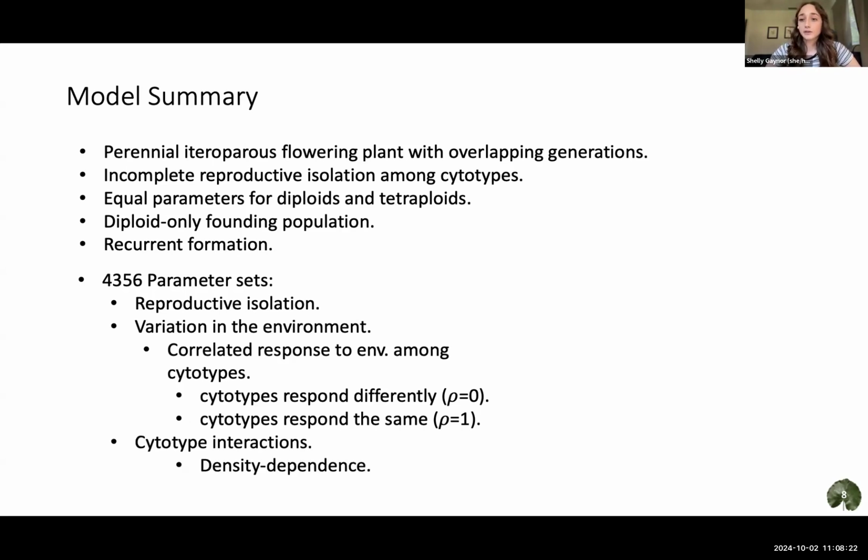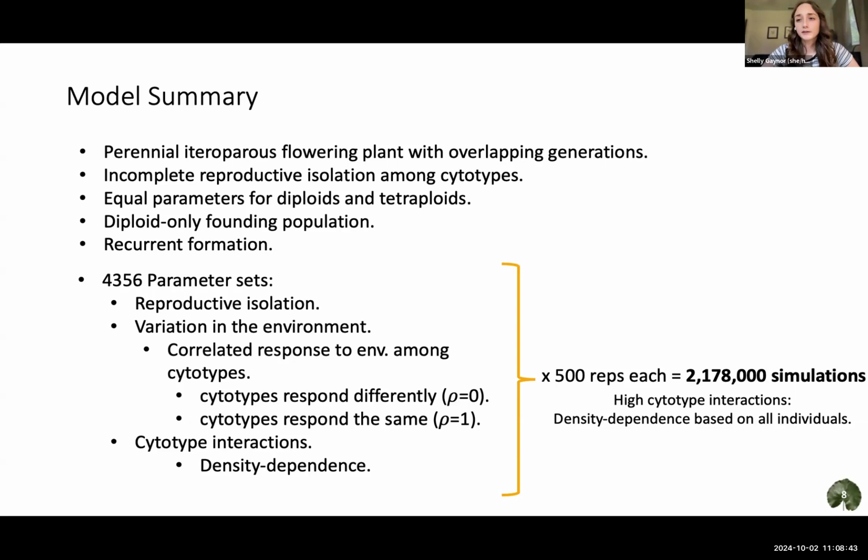Lastly, we looked at different types of cytotype interactions. So I mentioned that we have density-dependent immature survival and gamete production. Here, this could be based on only like cytotypes or all individuals regardless of cytotype. So for each of these parameter sets, we did 500 replicates for a little over 2 million simulations. And since that's a whole heck of a lot of simulations, I'm going to focus just on that high cytotype interaction. So when density dependence is based on all individuals regardless of cytotype.